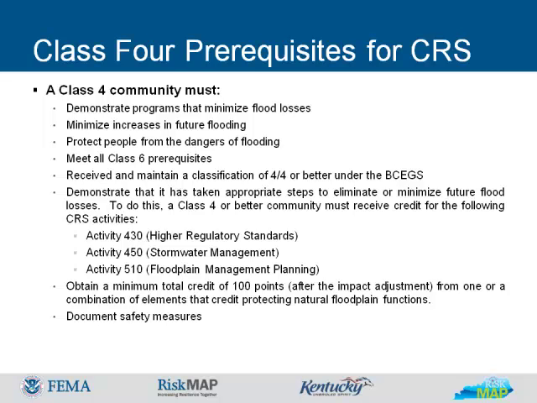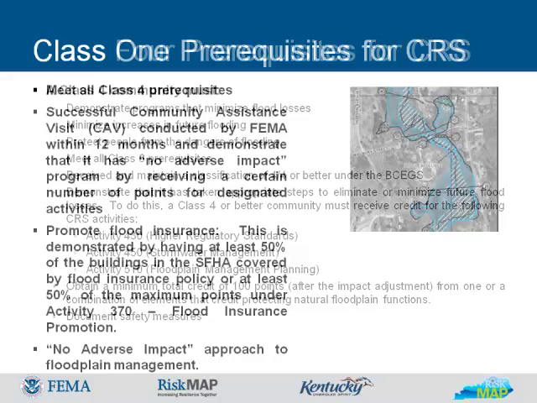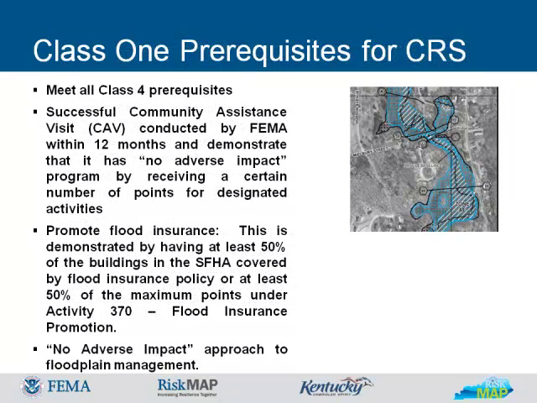In accordance with Section 113D of the User's Manual, the community may propose alternative approaches to these prerequisites that are more appropriate for local conditions. The prerequisites for a Class 1 rating in the CRS include: meet all of the Class 4 prerequisites, and meet the minimum standards of the NFIP as determined by a community assistance visit conducted by FEMA within the previous 12 months.